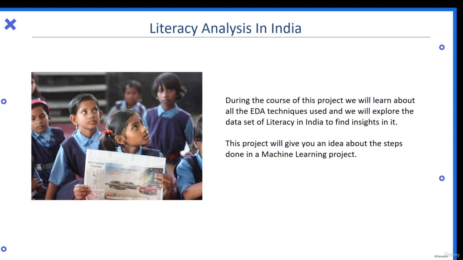So now this is a very special project. In this we'll be seeing the conditions of the literacy rate in our country. Basically we'll be exploring each and every aspect and the factors contributing to literacy, and we'll see how our country is performing on the basis of literacy level with respect to the rest of the world. As written, during the course of this project, we will learn about all the EDA techniques used and will explore the dataset of literacy in India to find insights in it. So this is a basic machine learning project.